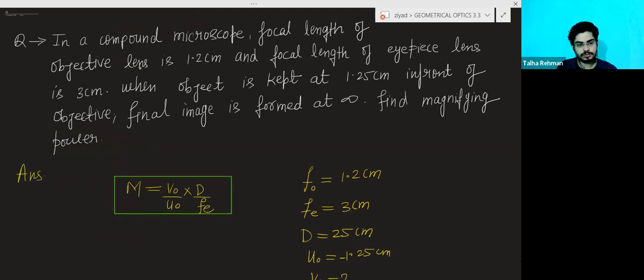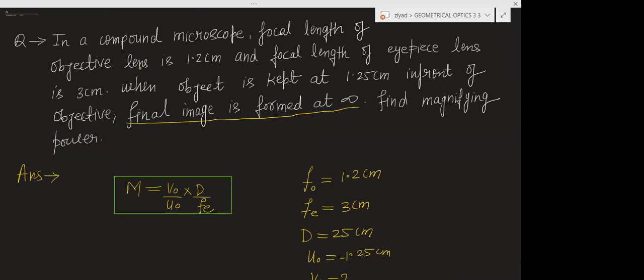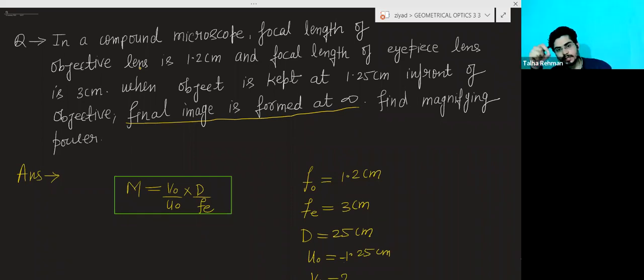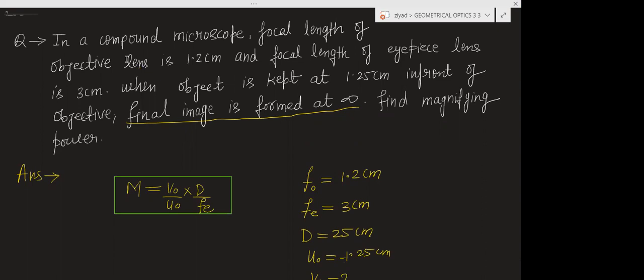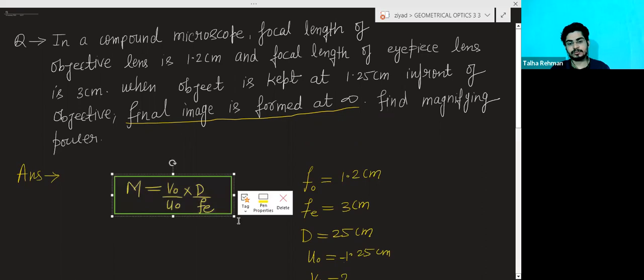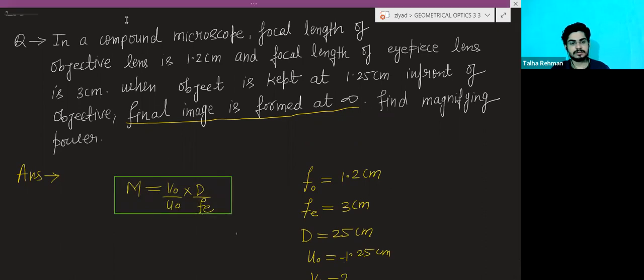So first you have to identify this question from here: final image is forming at infinity. And that case is for the normal adjustment in case of the compound microscope. Now in that normal adjustment, we have this formula to calculate the magnification. Okay, now you can take the screenshot.